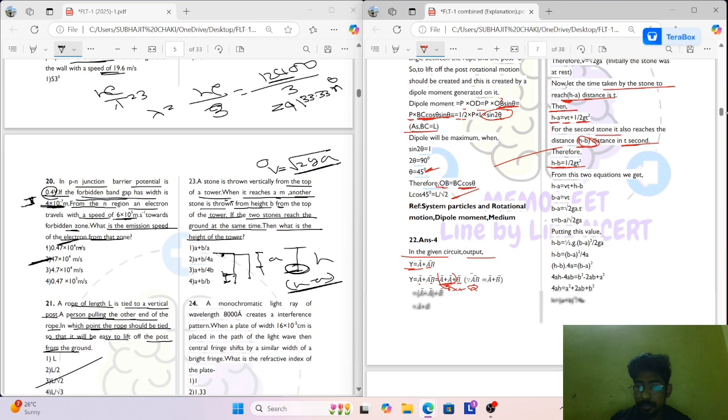Okay, so you will get here 4ah plus 4ab, right? So 4ab and 2ab, you will get 2ab here. So 4ah equals b square plus 2ab plus a square. That means you will get (a plus b) whole square here. This equals 4ah, right? So h will be equal to what? (a plus b) whole square divided by 4a. So option number 2 will be the correct option here.